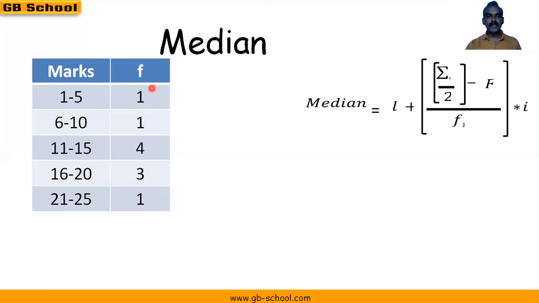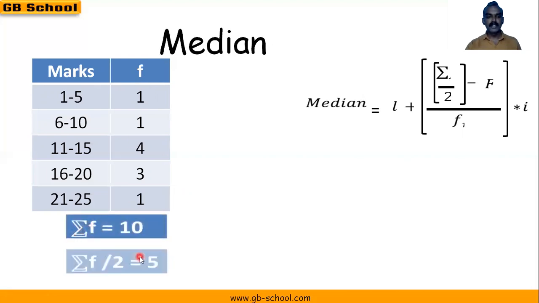So the first step is you have to find out sum of f by 2. Sum of f is 10, so sum of f by 2 is 5. So the fifth person is going to be the middle person. Now we have to find out where the fifth person is out of all these class intervals. To find this class, we have to go for cumulative frequency. So all of us will learn what cumulative frequency is. So let's start cumulative frequency.